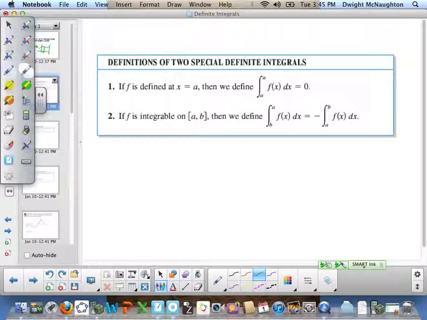If f is defined at x equals a, and we find the area from a to a, we're looking at basically a rectangle with zero width. 0 times anything is 0.